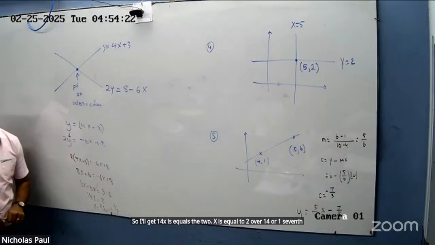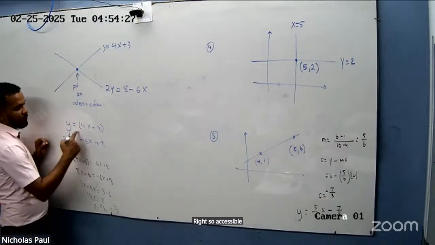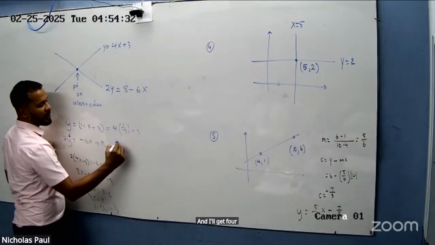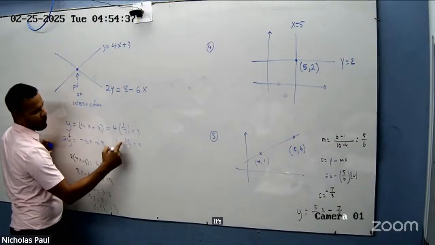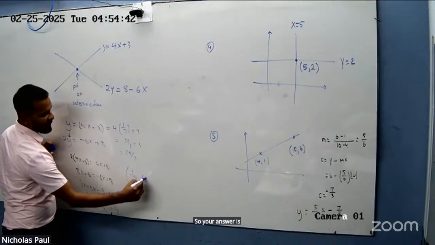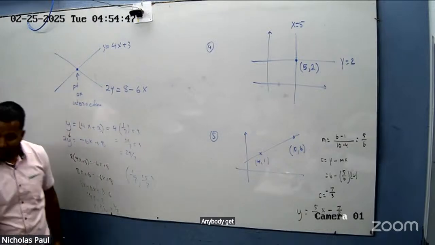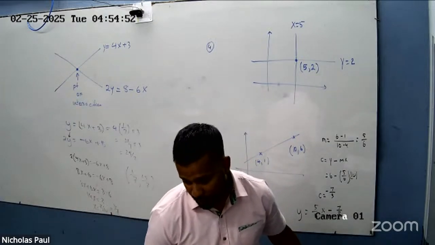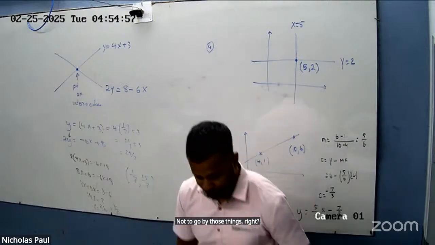Positive, right? So x is 1/7, so I'm coming right here, and I'll get 4 times 1/7 plus 3, which is 4/7 plus 3. It's up to you, you can put 21 plus 4, 25 on 7. So your answer is 1 on 7, 25 on 7. Anybody get that? Right, now to go over those things.